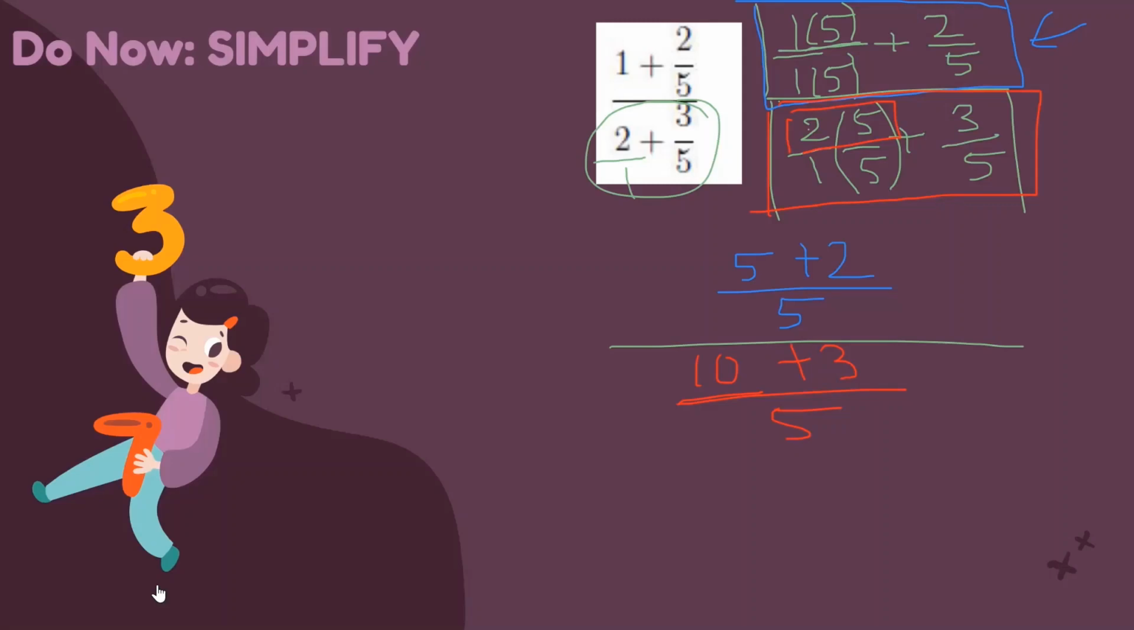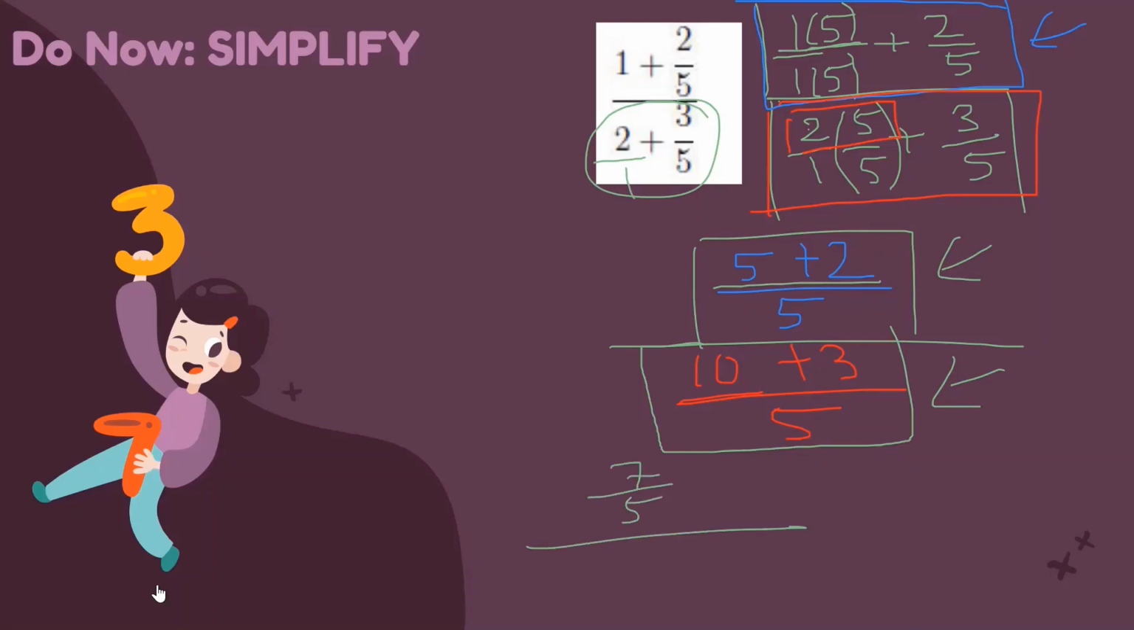Whenever you do this, do not get yourself confused. Try to work separately, but also work correspondingly with whatever you are doing. Whatever you do to the top, do that to the bottom too, even though you're working with a fraction on top of a fraction, kind of like that. So I'm going to combine them. 5 plus 2 gives me 7 over 5, and for the denominator, 10 plus 3 gives me 13 over 5.